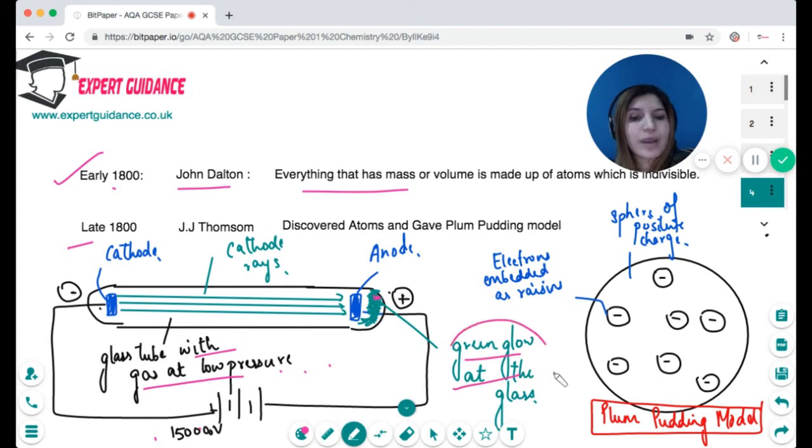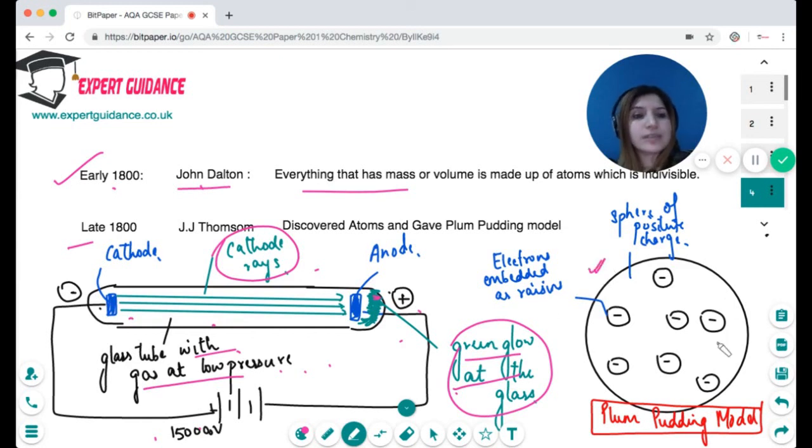And where did the green glow come from? It came from the rays that were given out of the cathode. Now, he called these rays the cathode rays, and as they were coming towards the positive terminal, he concluded that these are negative rays which are coming out of the gas atoms present in this glass tube. So he discovered that the atom can further be divided, and it has negatively and positively charged subatomic particles. On the basis of that, he gave this plum pudding model.